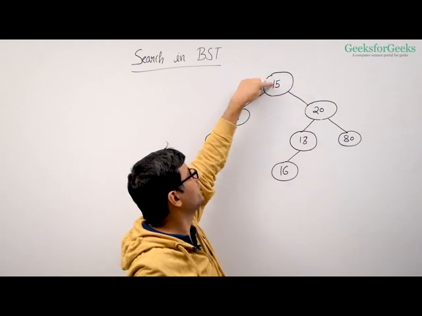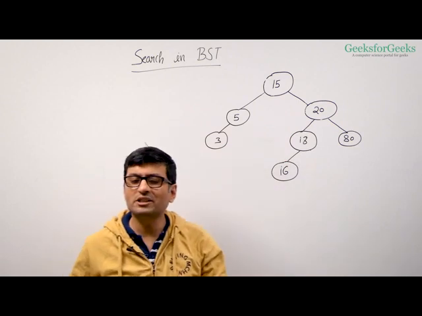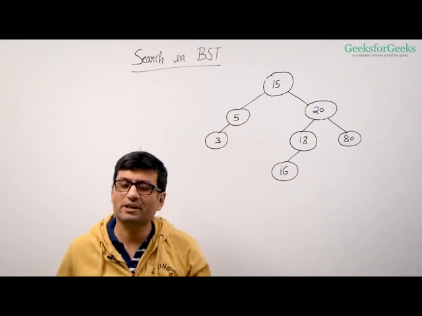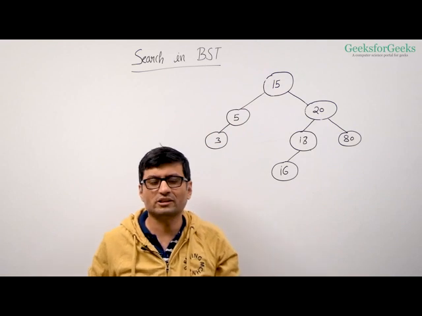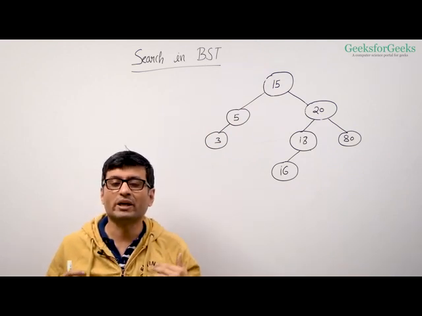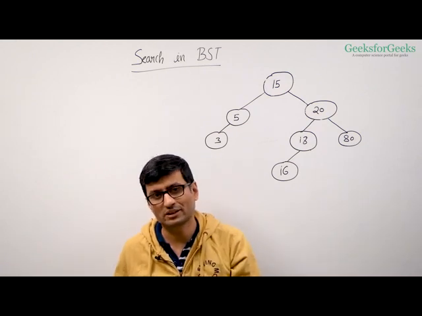Suppose you are searching for 16, you will come here, then here, then here, right? And that's the maximum time it's going to take. Because what might happen is you're searching for 15 and it's present at the root itself. In this case, it just takes constant time. So the worst case time taken by any search is equal to the height of the BST.